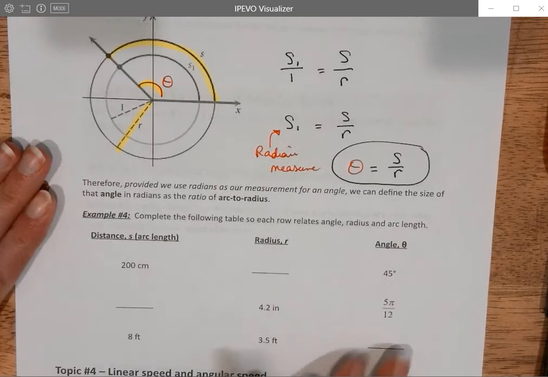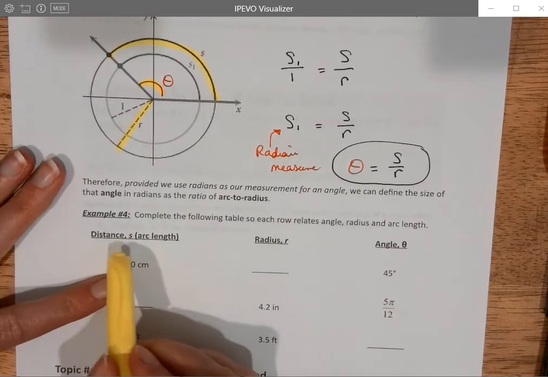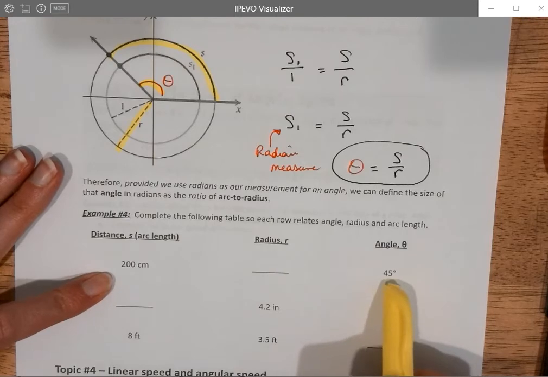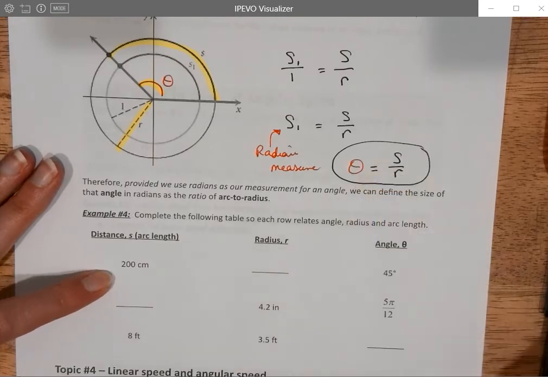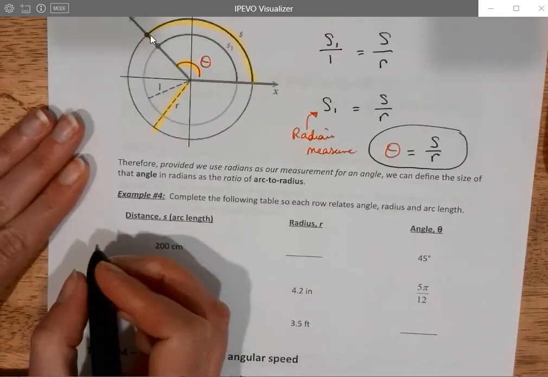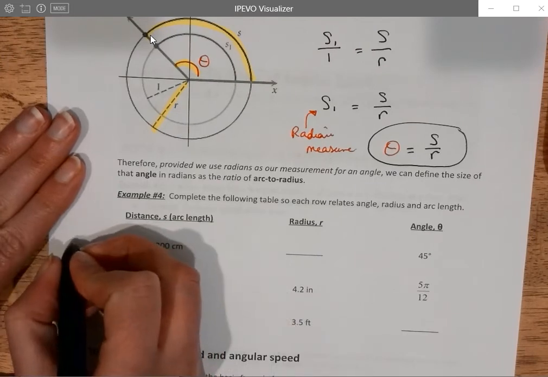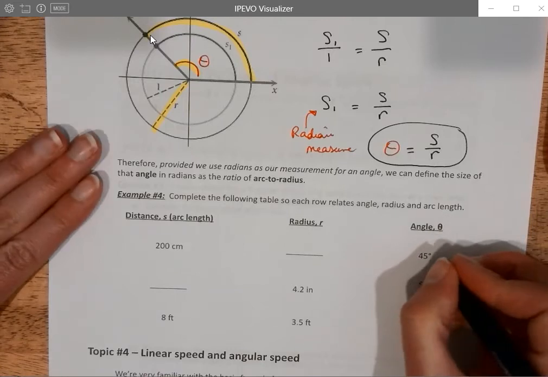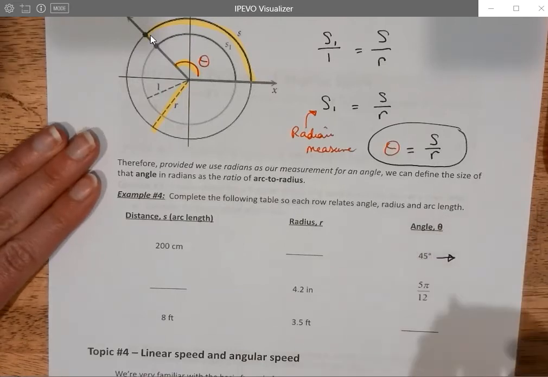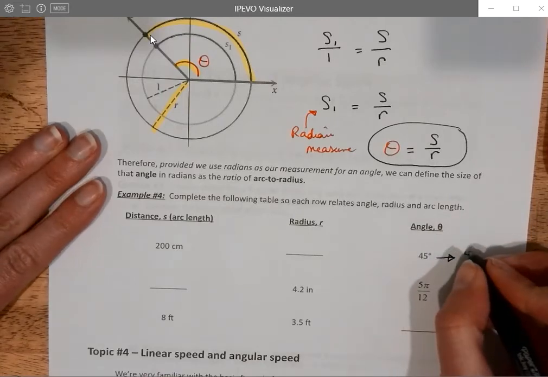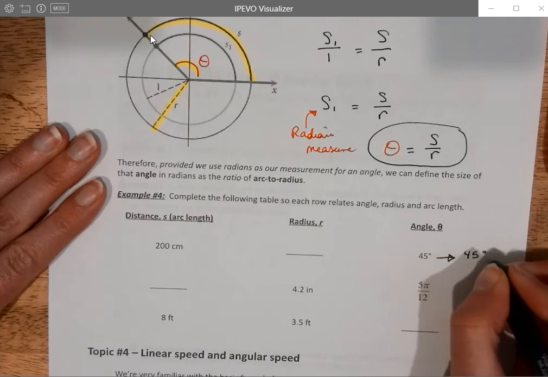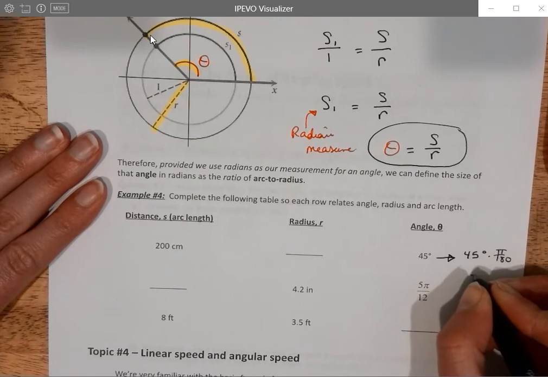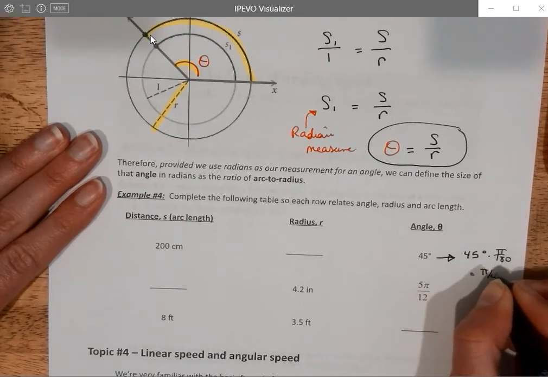All right, so if I have a distance around an arc length of 200 and an angle of 45, I can solve for R. I'm going to write off to the side that the angle is 45 degrees. I cannot use 45 degrees. I can only do this in radian measure, but I can convert that into radian measure. So that would be 45 degrees times pi over 180. It's going to come back out as pi fourths in radian measure.